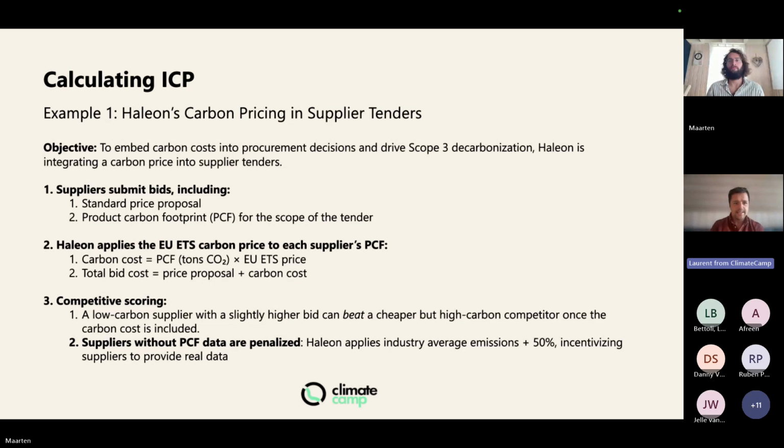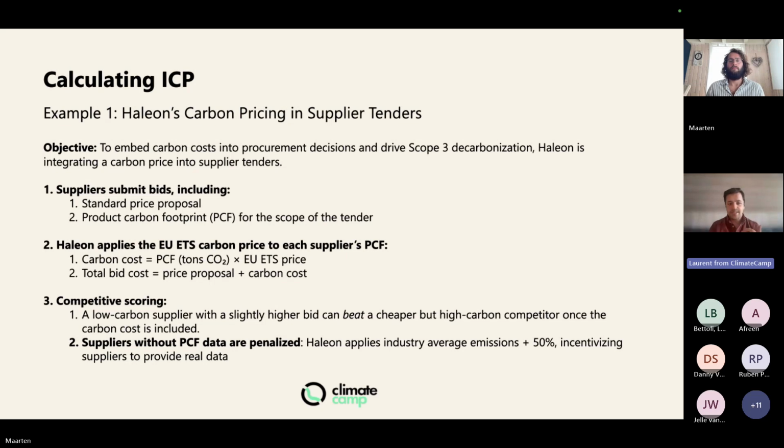So what they did is they did the same. They say to their suppliers, okay, give me your standard product price, but also the product carbon footprint. And they let them know that they will calculate based on the ETS price that was then fixed in the tender. They will take this price to calculate the carbon cost of each product, which gave them the total bid or the total price that they can compare different products with.